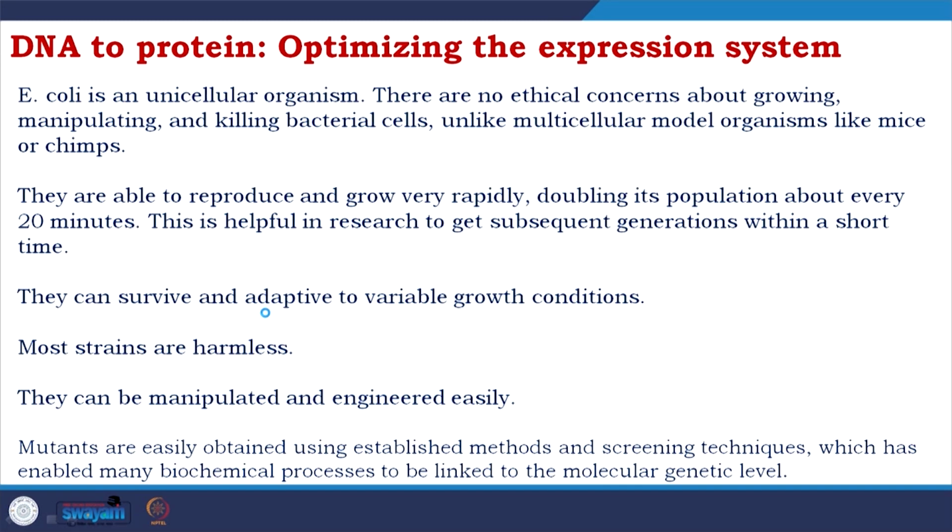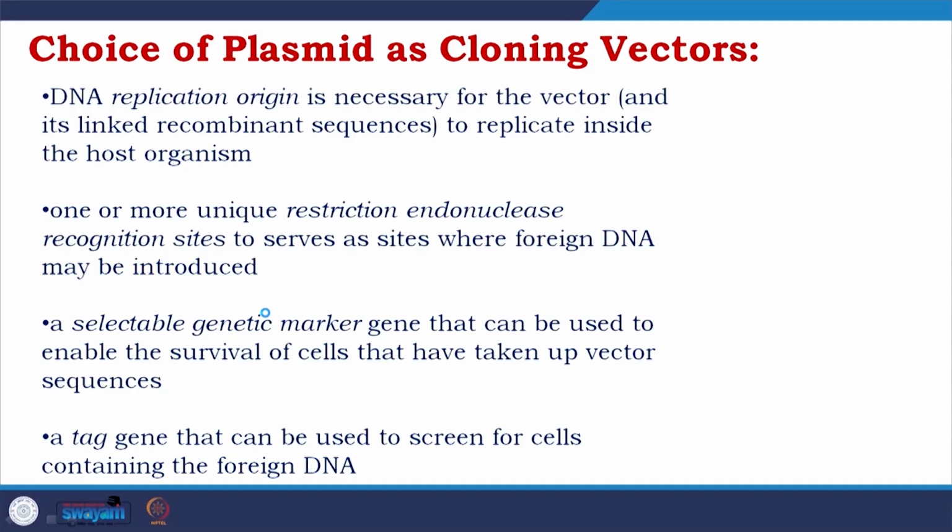So, when you are making changes, when you are doing protein engineering, metabolic engineering, this is the choice. That is why E. coli, when you are working in a bacterial system, is the choice of work. Then, choice of plasmid as cloning vector: we could see there is a DNA replication origin, which is necessary for the vector and its linked recombinant sequence to replicate inside the host organism, which is E. coli. One or more unique restriction endonuclease recognition sites, the restriction enzyme which I was talking about, as sites where foreign DNA may be introduced, because you have to introduce your DNA into this cloning vector.